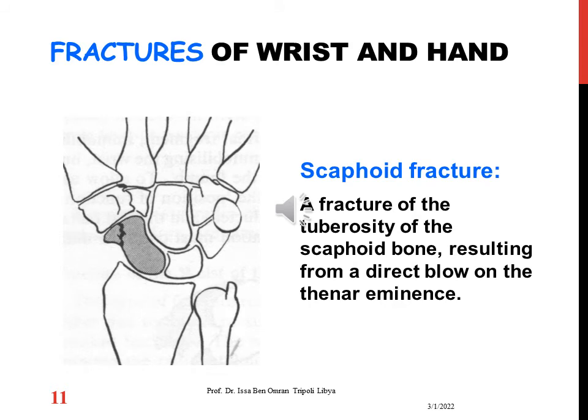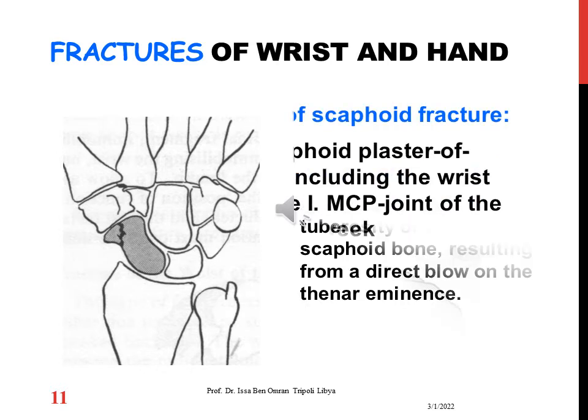Here we see the other type of scaphoid fracture, a fracture of the tuberosity of the scaphoid bone, resulting from a direct blow on the thenar eminence, as you see in this illustration.